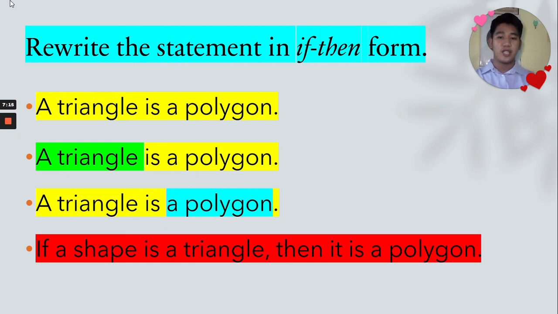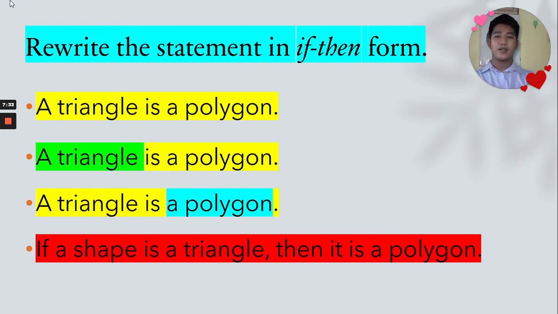So where did I get shape? You think of the category where the given object or thing falls under or belongs to. So it is under the category of shape. So if a shape is a triangle, then it is a polygon.